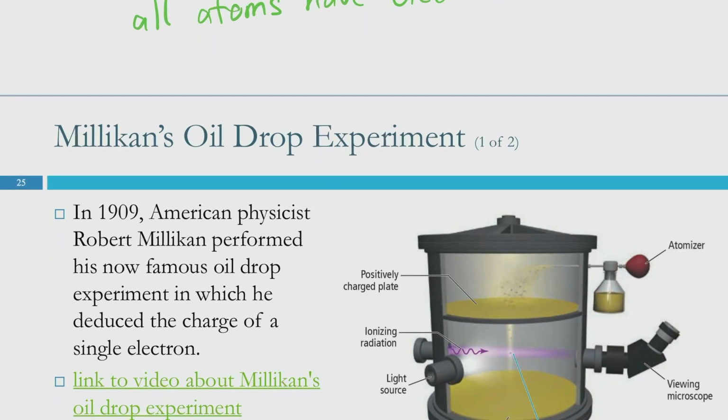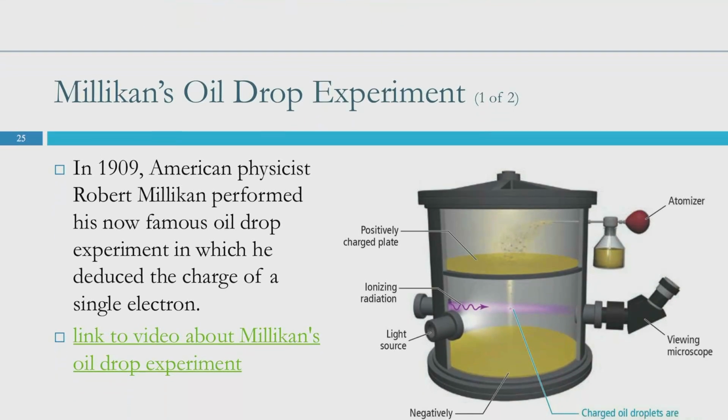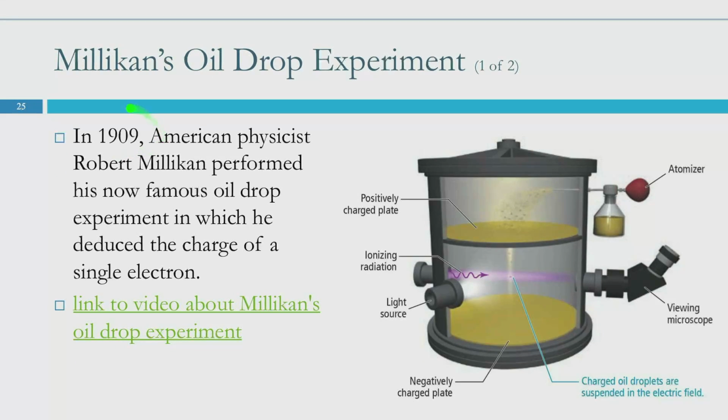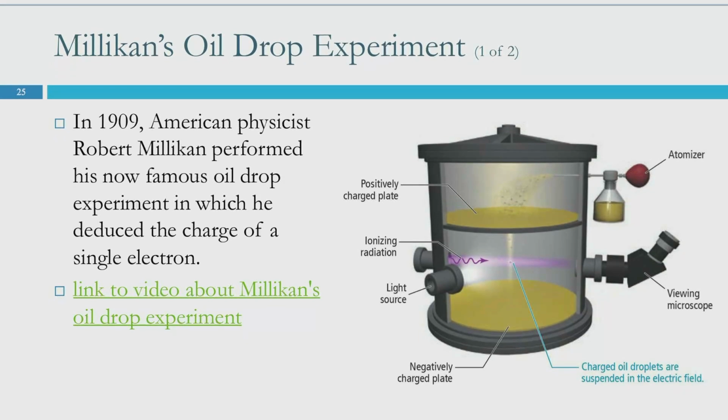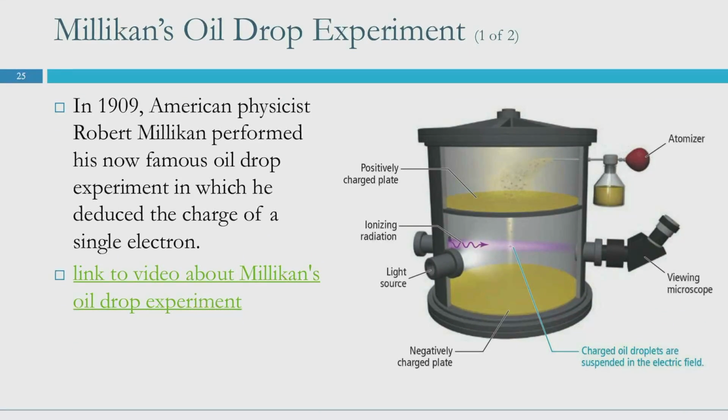Moving on to another cool experiment, Millikan's oil drop. So a little bit later on, this is about 100 years out from Dalton's atomic theory, Robert Millikan performed the now famous oil drop experiment. So he took some oil and atomized it and sent it into this chamber up here, and some of the oil drops would make their way through a tiny little hole in the top in this positively charged plate, and there's a negatively charged plate on the bottom.